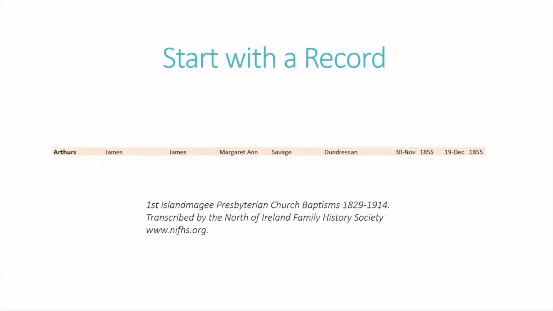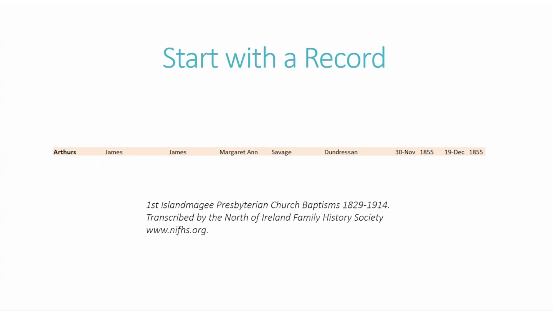So, in order to take you step by step through things, I would suggest, again, going back as far as you can. You need to start with a record. And because my pedigree chart is already on WikiTree, I can't use that to show you exactly what to do. So I selected a family, the Arthurs family that I was researching as part of the Islandmagee DNA project.